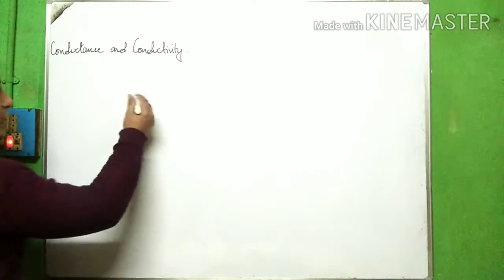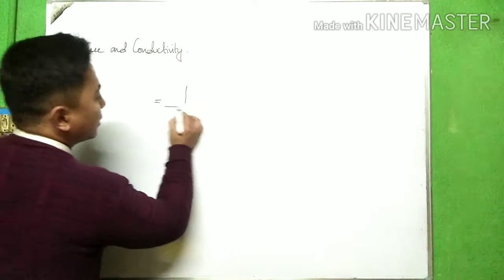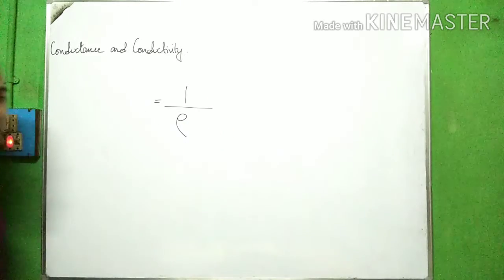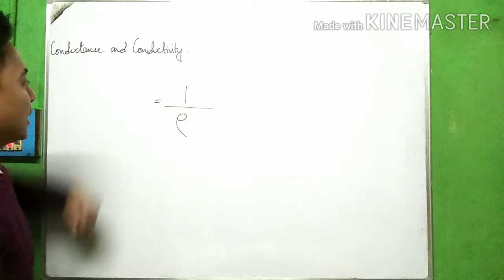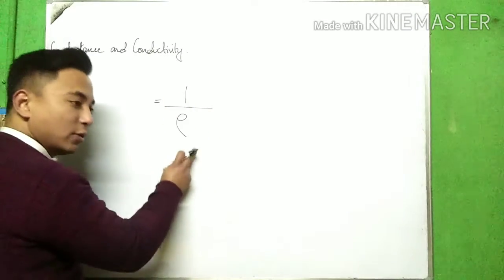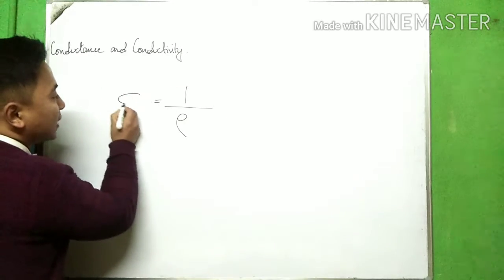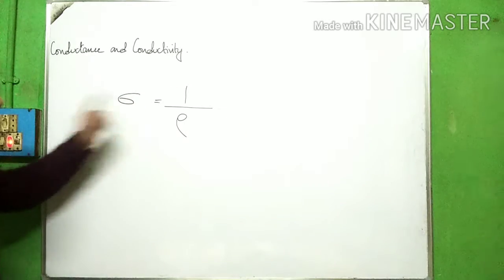Conductivity. So what is conductivity? It is also very simple. It is just the reciprocal of resistivity. If any conductor has a resistivity of rho, then its conductivity can be represented as 1 upon rho, which is symbolized by the letter sigma.